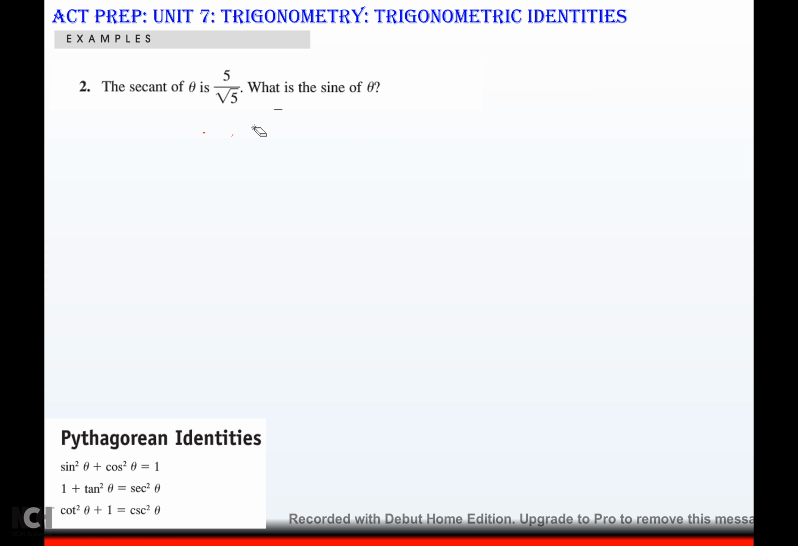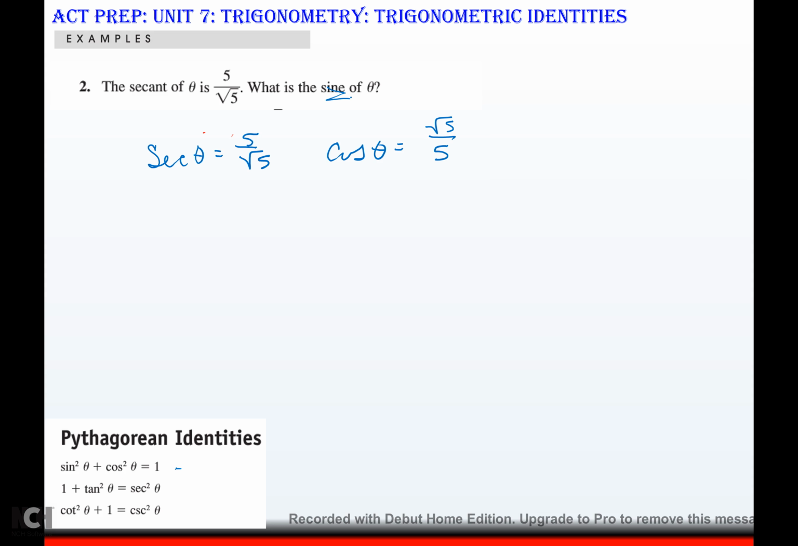All right, this one, it says the secant of theta is 5 over the square root of 5, and they want to know what the sine is. Well, if I know that the secant of theta is 5 over the square root of 5, secant is reciprocal to cosine, so I can say then cosine theta equals the square root of 5 over 5.